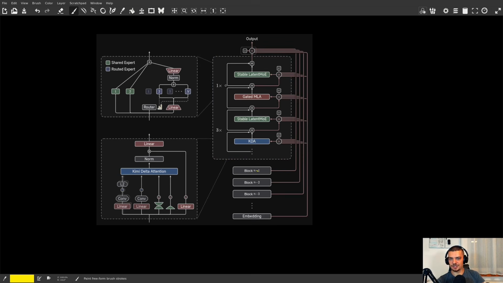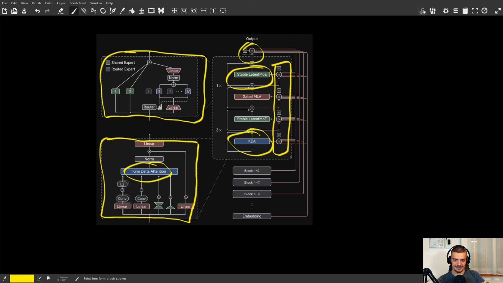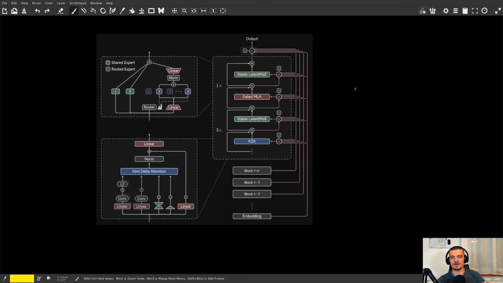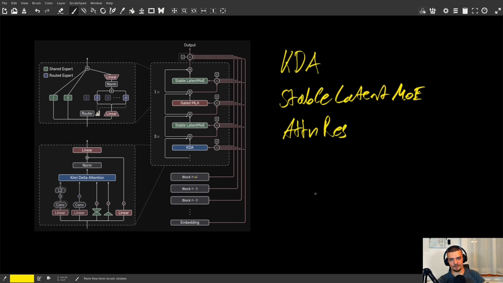What you see here on the left is just a zoom into the individual components. So you have stable latent MOE, stable latent mixture of experts, which is happening here. This is what it looks like. We're going to talk about this as well. And you have KDA, which is Kimi Delta Attention. This is what you see here, and we're going to talk about this as well. And then you have also Attention Residuals, which is what you see here, and we're going to talk about this as well. So these are the 3 things we're going to talk about: KDA, Kimi Delta Attention, stable latent MOE, and attention residuals, because these are the interesting parts of the architecture.